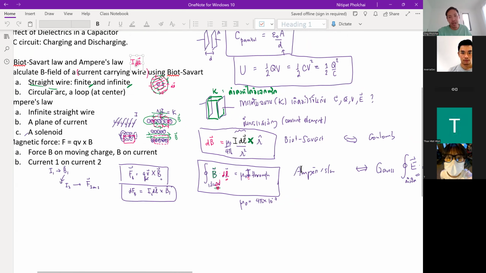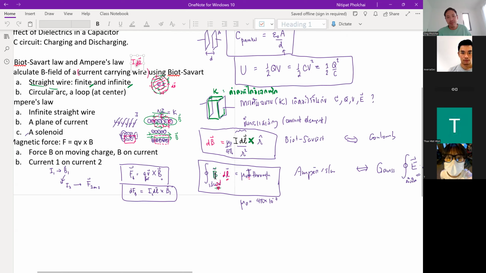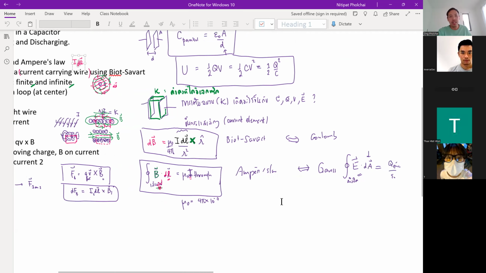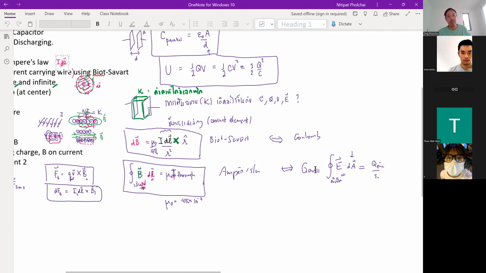So you have this formula of Ampere's law: the integral of magnetic field B dot dl over a loop equals mu naught I enclosed. And mu naught is 4 pi times 10 to the negative 7. You'll see that it's quite similar to Gauss's law, but it's a bit different. For Gauss's law, you have the charge enclosed in a closed surface, and it generates electric field. The left-hand side of Gauss's law is the flux of the electric field through the closed surface.